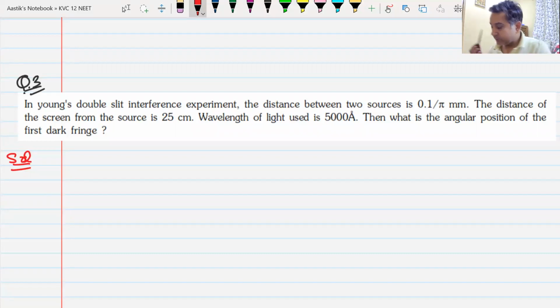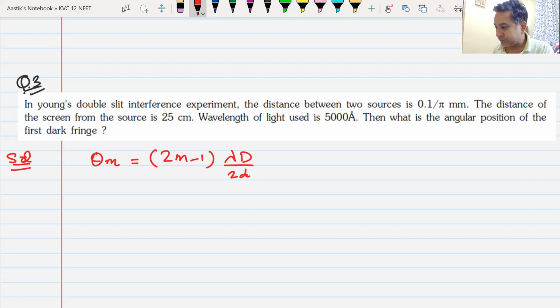Yes, sir. Okay, so I have to find out the angular width of any minima. So the formula is (2m minus 1) lambda D by 2d. Yes or no? Just put the value of m as 1. So 2 into 1 is 2, 2 minus 1 is 1. So we will get 1.